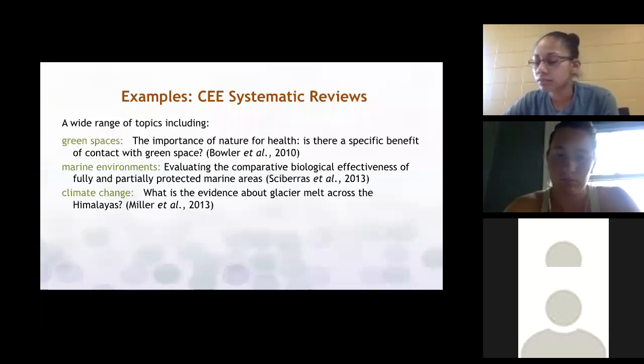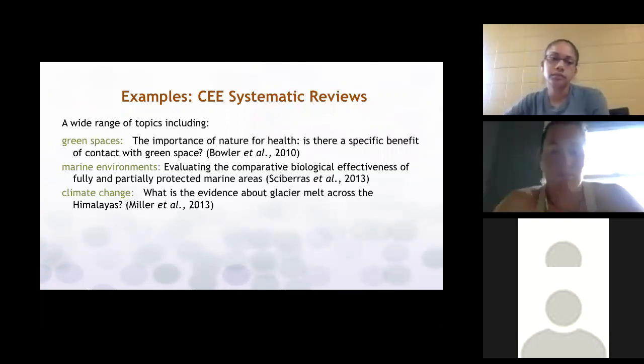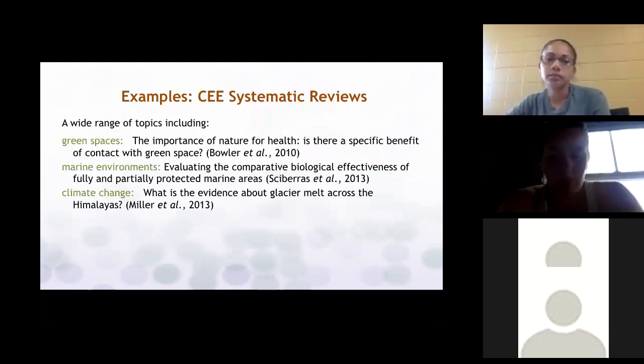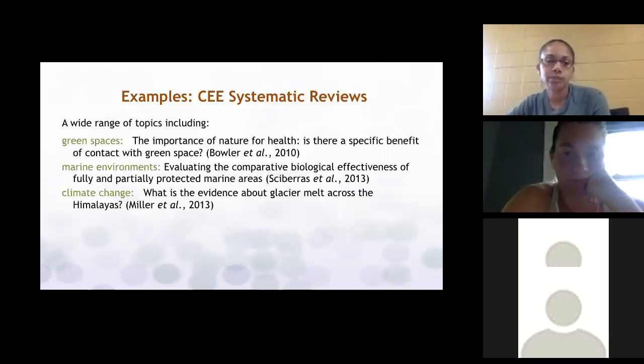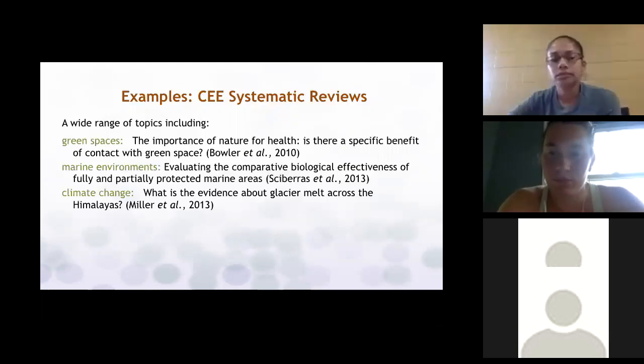People have done all sorts of reviews on different topics. The Collaboration for Environmental Evidence looks to set the guidelines for systematic evidence synthesis methods in environmental management and in conservation. These are some that have come out looking at the importance of nature for health, the biological effectiveness of marine protected areas, and evidence about glacier melt across the Himalayas. So you can see they vary in the scale and the topic area that they're examining.